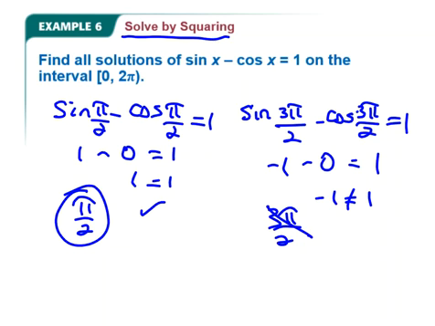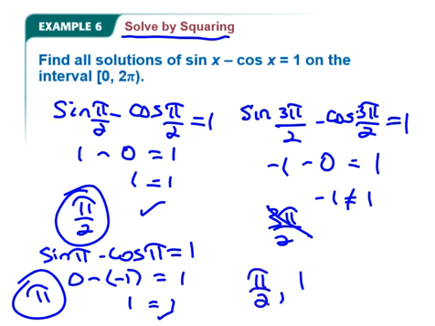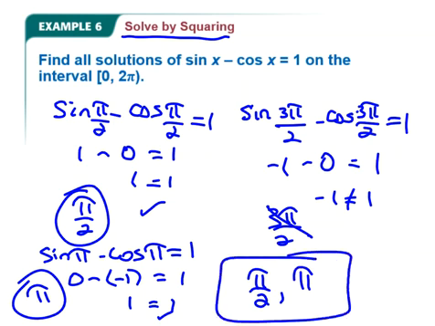So the sine at pi minus cosine at pi equals 1. The sine at pi is 0 minus cosine at pi, which is a negative 1. Well, a negative 1 is 1, equals 1, so that checks. So pi is also a solution. So the final answer for this particular problem would be pi over 2 and pi. And that's how you check that one out.